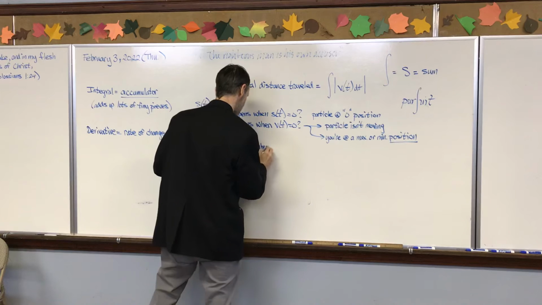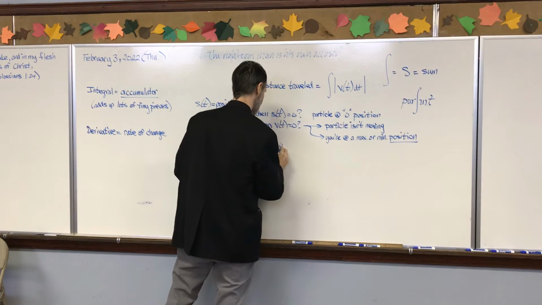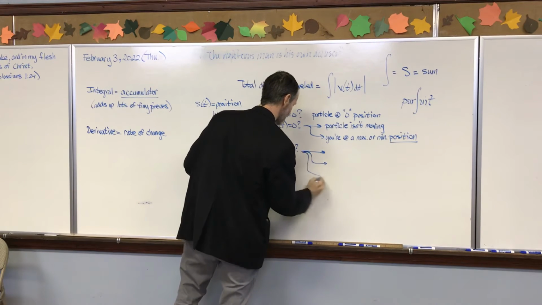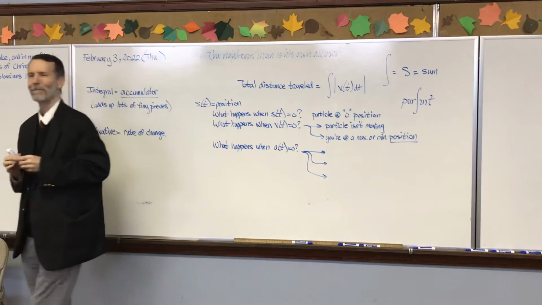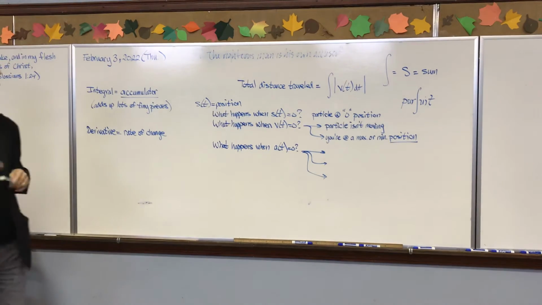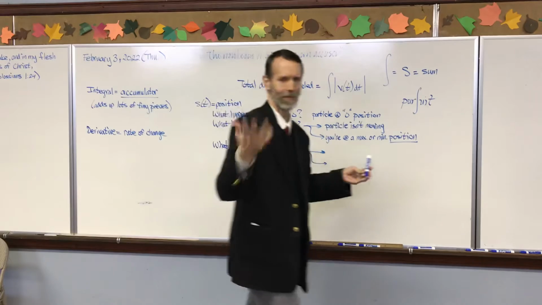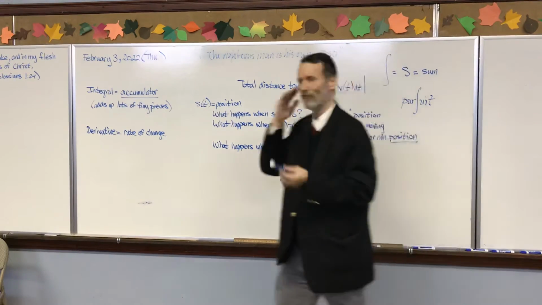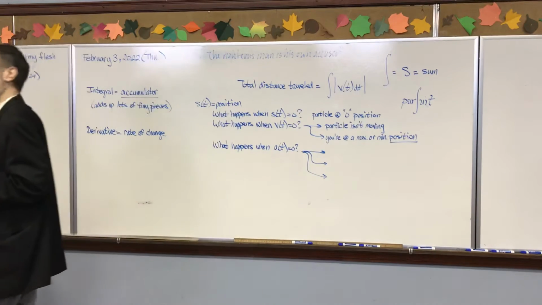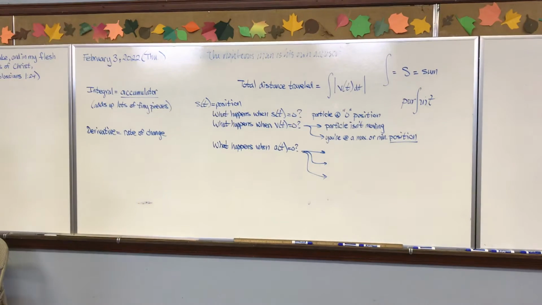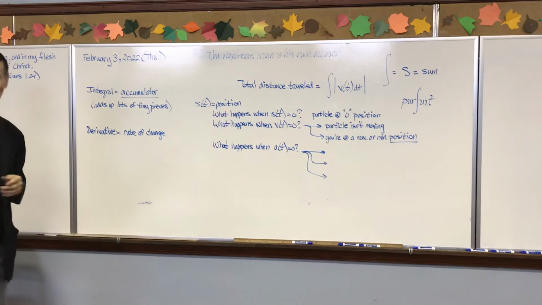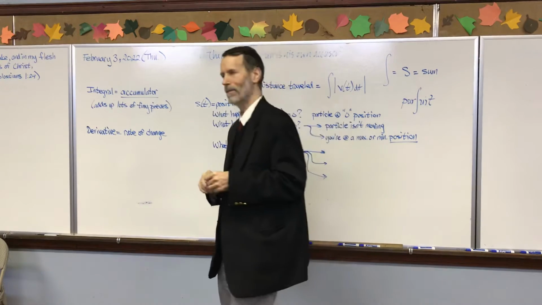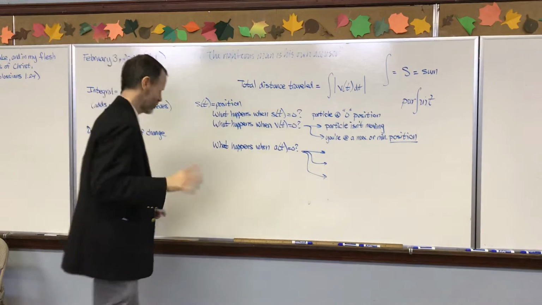What happens when a of t is equal to 0? There are actually three answers to this. First of all, what does a of t stand for? Acceleration. Acceleration, right. It's how fast the speed is changing. What's happening in the physical world when a of t is equal to 0? It's just stopped? Well, think this through.